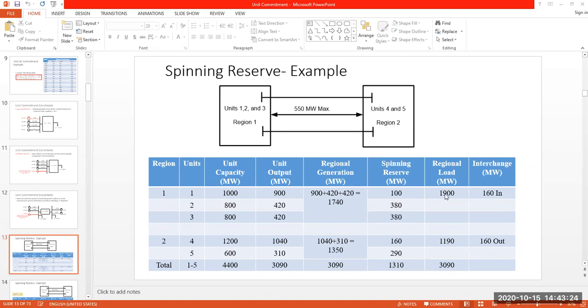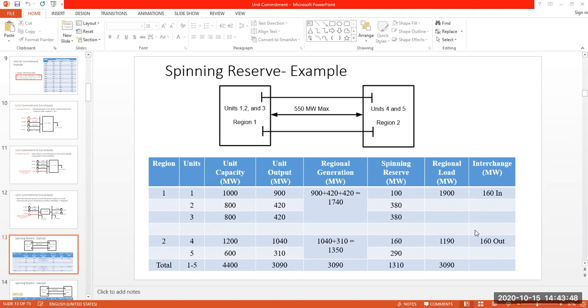This is the load demand provided. This information should be given. 1900 megawatt is the demand in area or region 1, and 1190 is the demand in region 2. So we sum it up and we find that it is 3090, which is exactly matching with our total unit output.